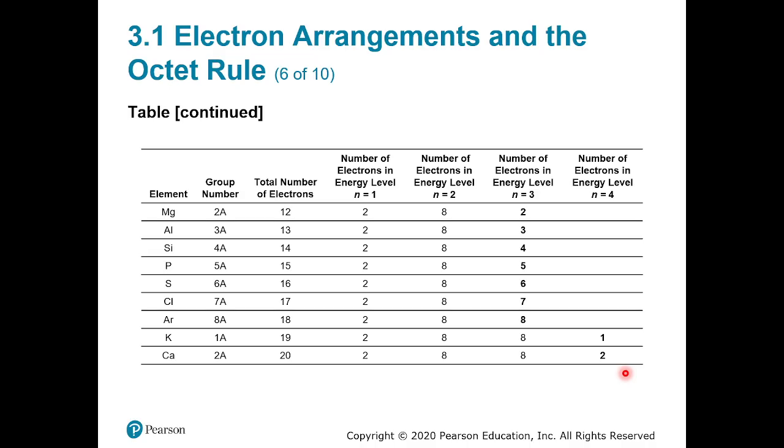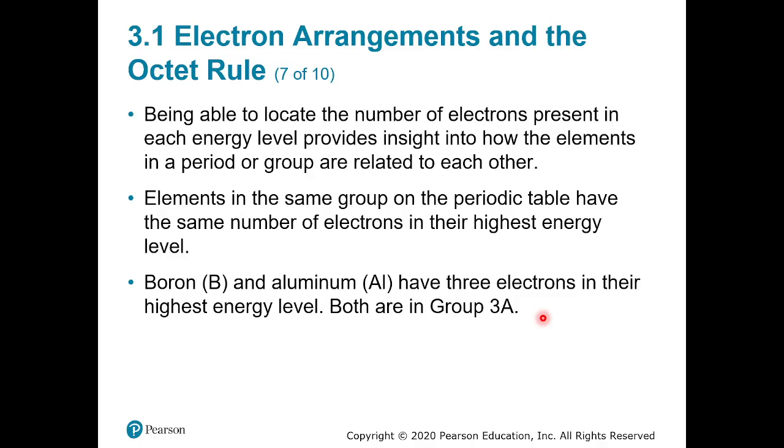Yeah. All right. So anyways, these are some different examples of different elements and their numbers of electrons on each energy level and which energy levels they have filled in. Okay. So being able to locate the number of electrons present in each energy level is going to provide insight into how the elements in a period or group are related to each other.